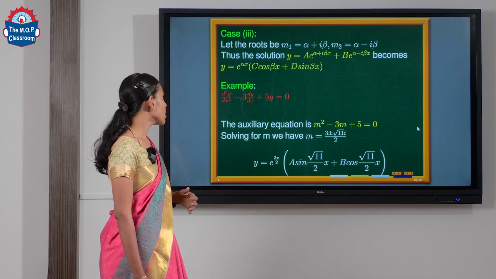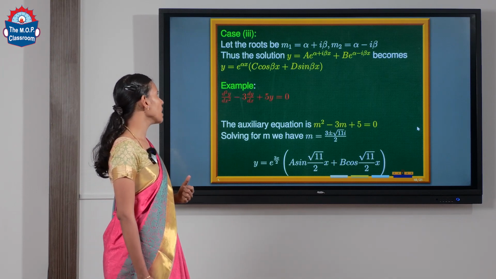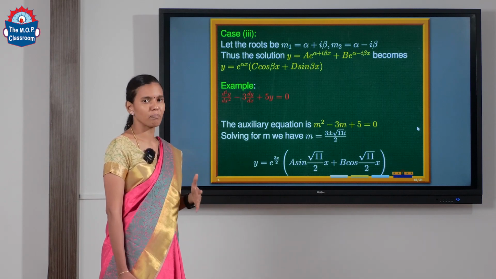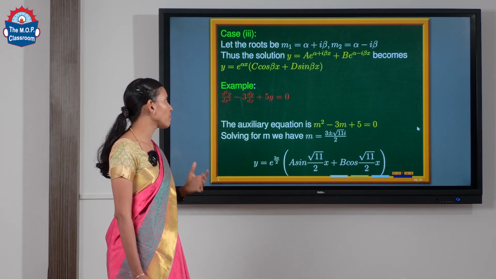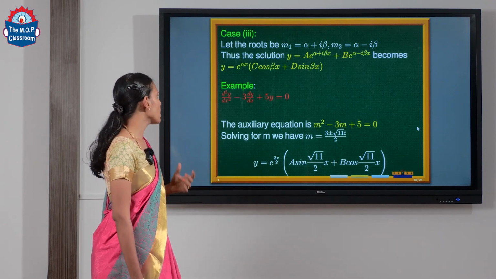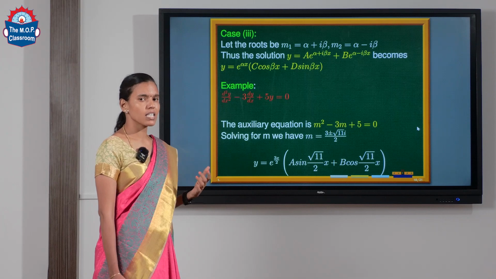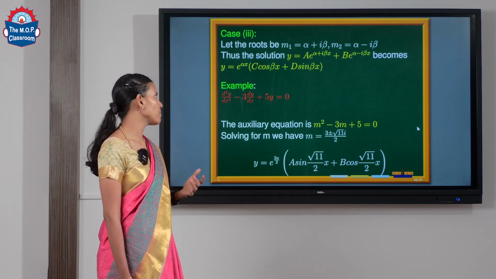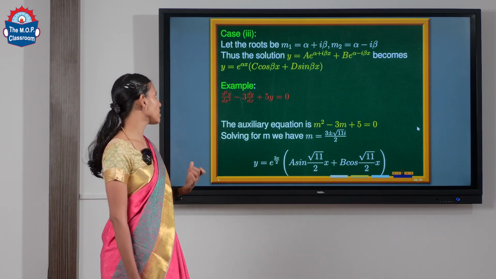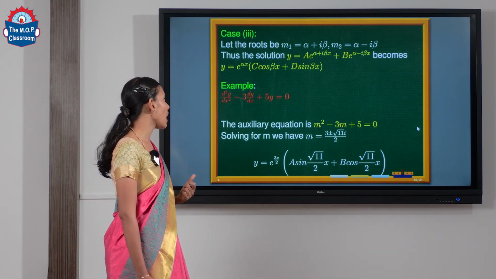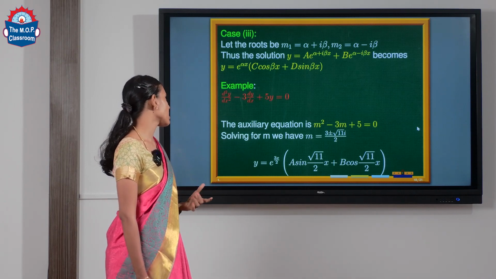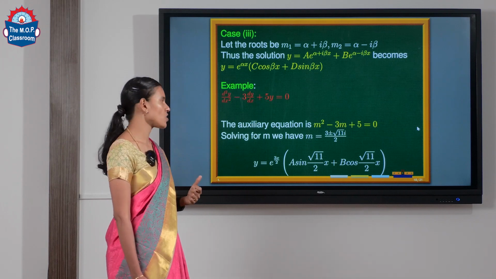The third case is when the roots are imaginary. How do we write our imaginary roots? They usually occur in pairs. So m1 is equal to alpha plus i beta and m2 is equal to alpha minus i beta. So the solution can be written as y is equal to a e power (alpha plus i beta)x plus b e power (alpha minus i beta)x. This can be written as y is equal to e power alpha x times (c cos beta x plus d sin beta x). Again, c and d are arbitrary constants here.